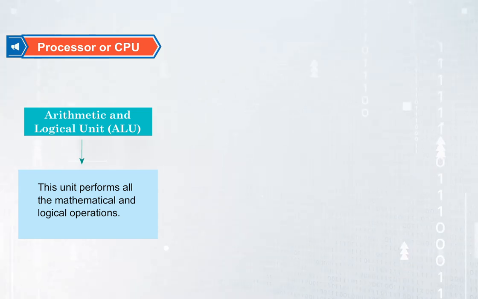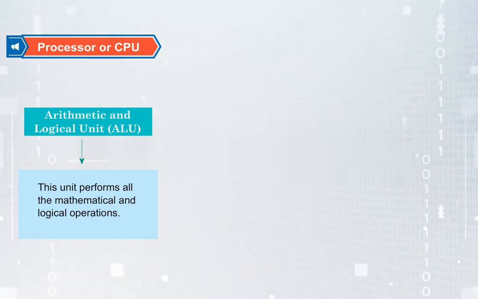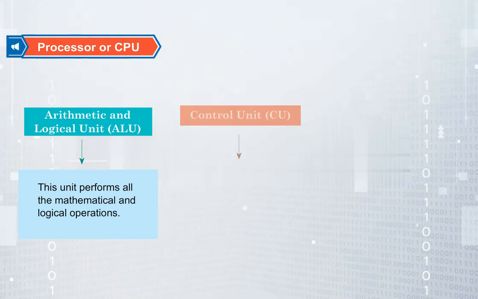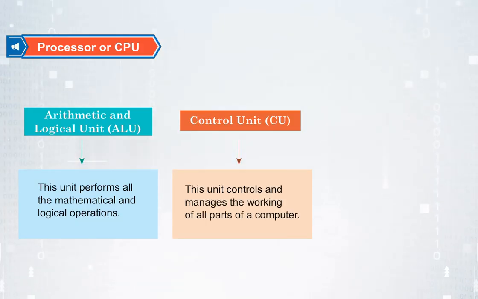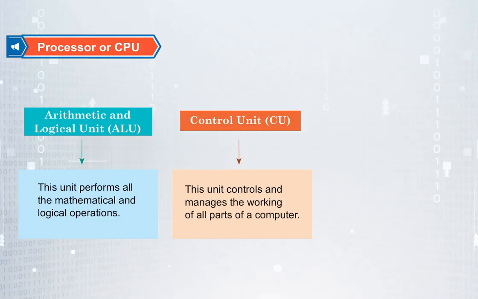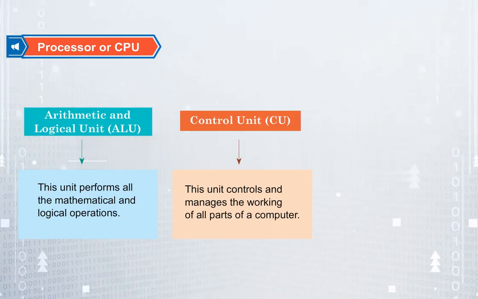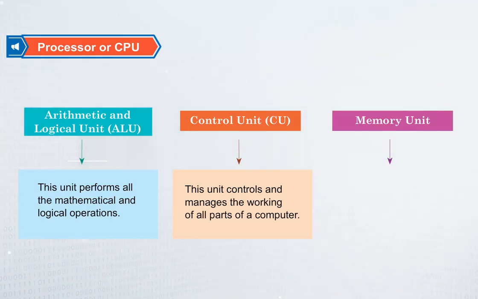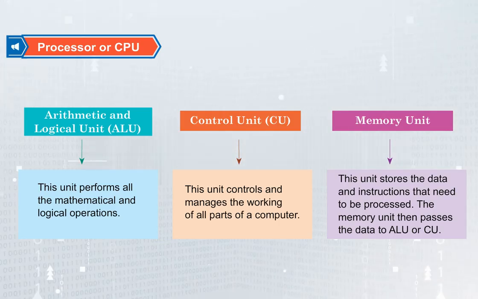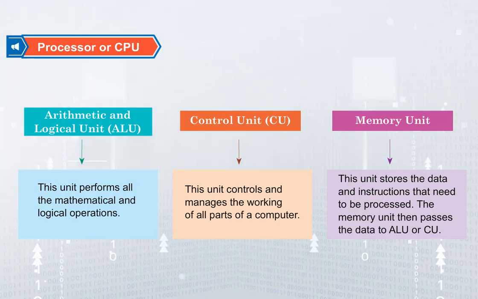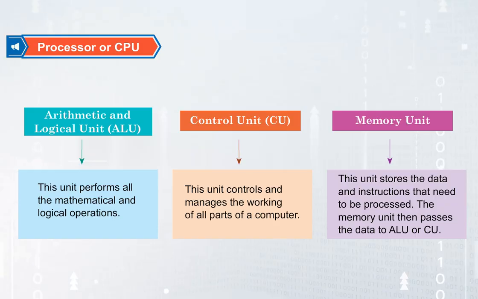This unit performs all the mathematical and logical operations. Control Unit, CU. This unit controls and manages the working of all parts of a computer. Memory Unit. This unit stores the data and instructions that need to be processed. The memory unit then passes this data to ALU or CU.